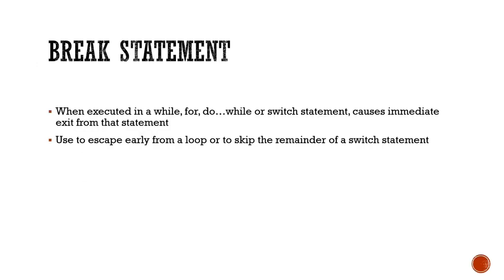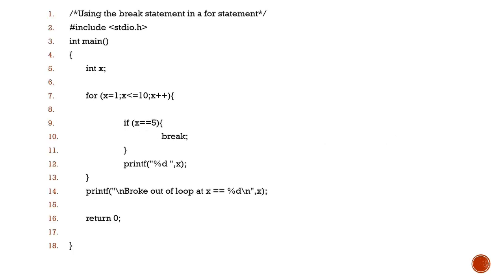A break statement, when executed in a while, for, do while, or switch statement, causes immediate exit from that statement. It is used to escape early from a loop or to escape the remainder of a switch statement. I have here an example of using a break statement.